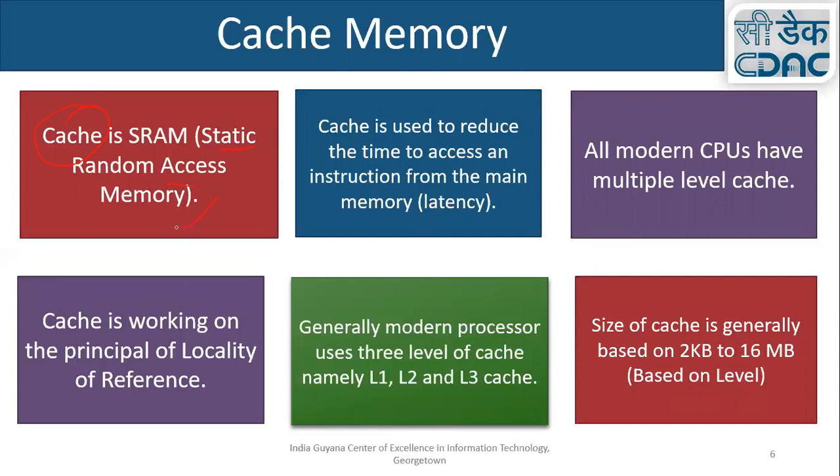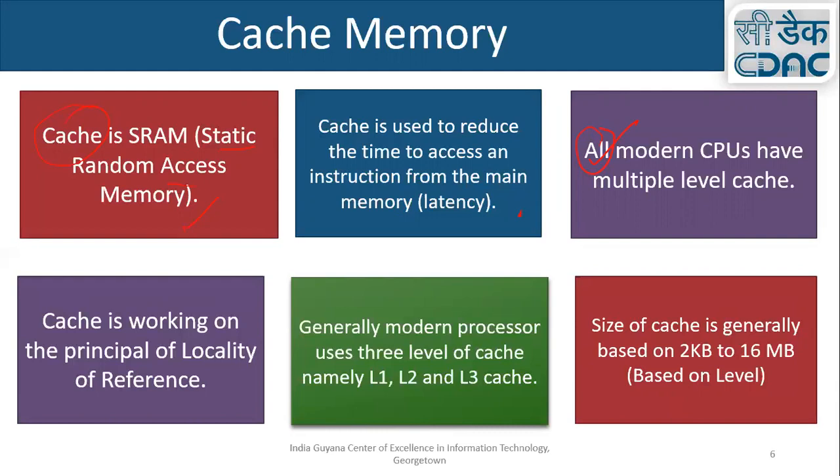So cache is the static RAM. I'm going on this point later. All modern CPUs have multiple levels of cache. Remember this term. Currently, any CPU you find has multi-level cache memory, generally three levels: L1, L2, or L3.